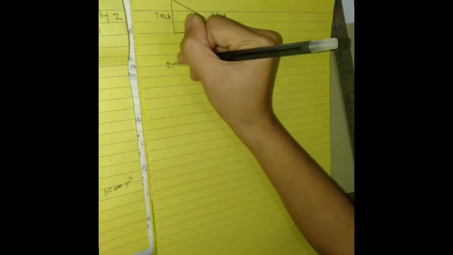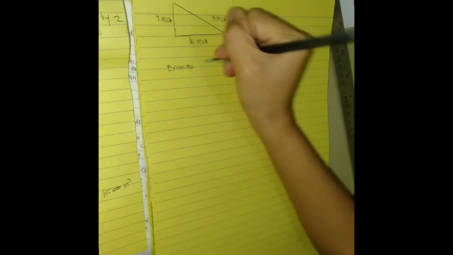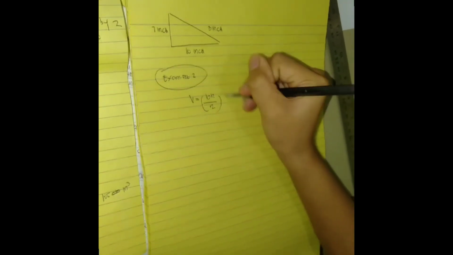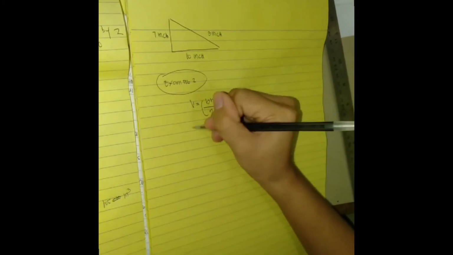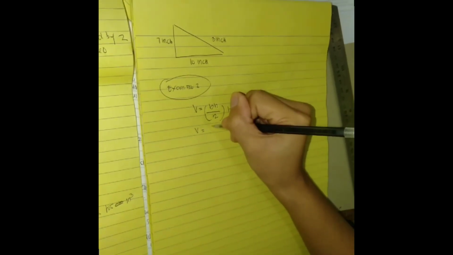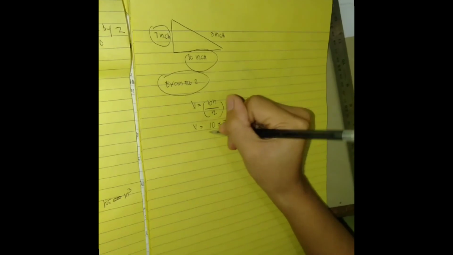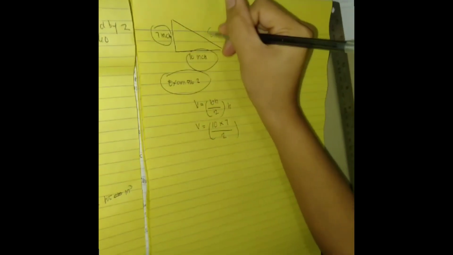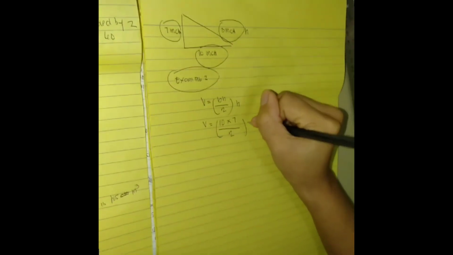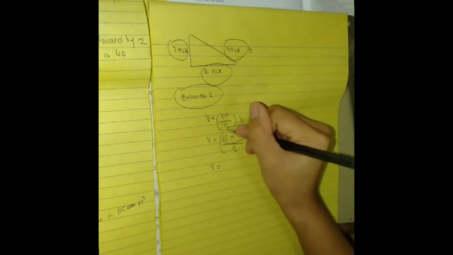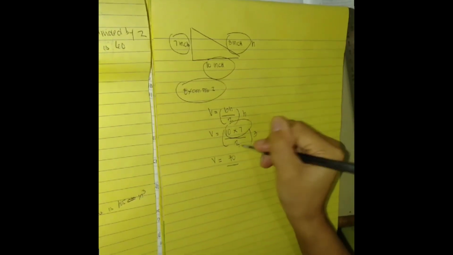Here's another example. Let's start out by writing our formula. So volume is equal to base times height divided by 2 times the height of the prism. Now we plug in the base of our triangular base, which is going to be 10 inches right here. So we'll plug in again. Volume is equal to 10 times height divided by 2. Now the height of the prism, the distance between the two bases, is 3 inches.